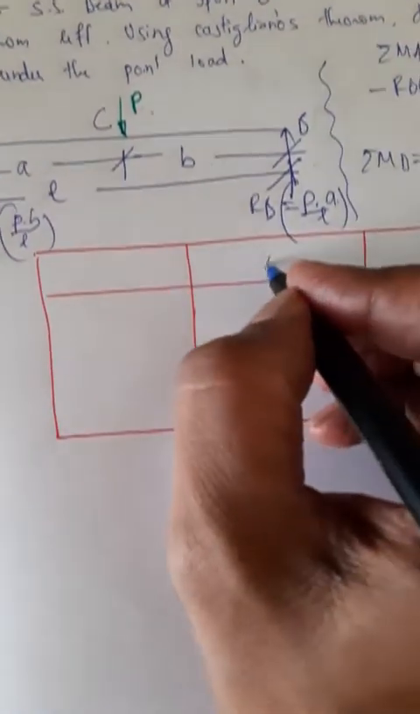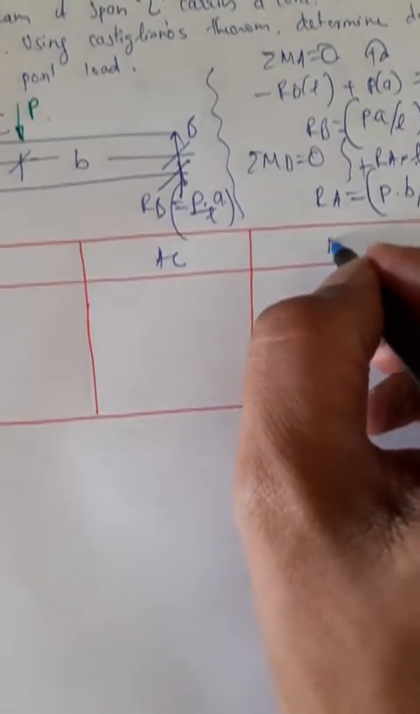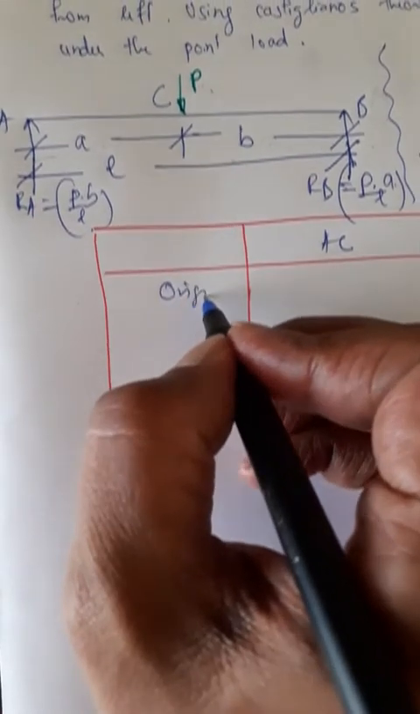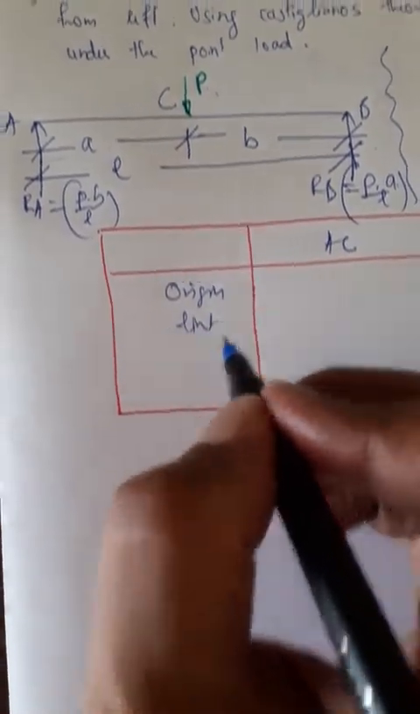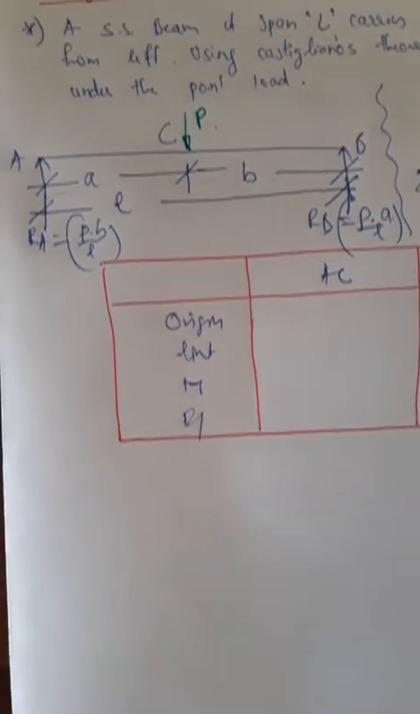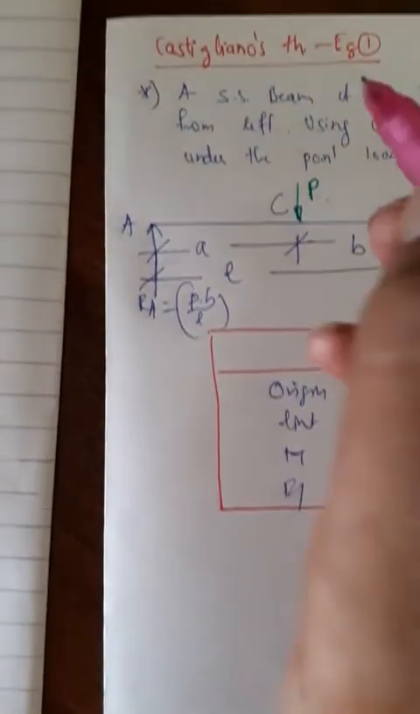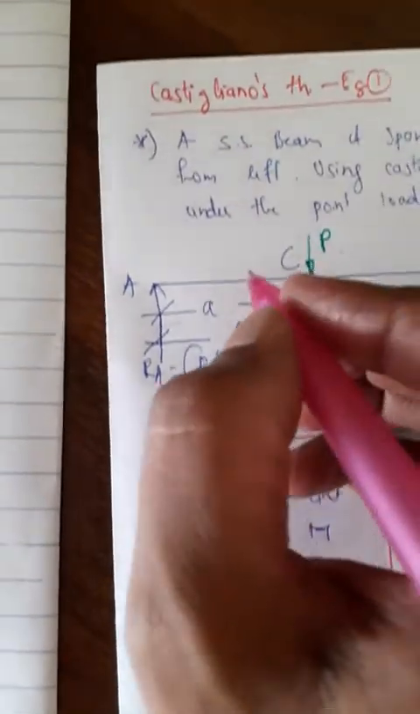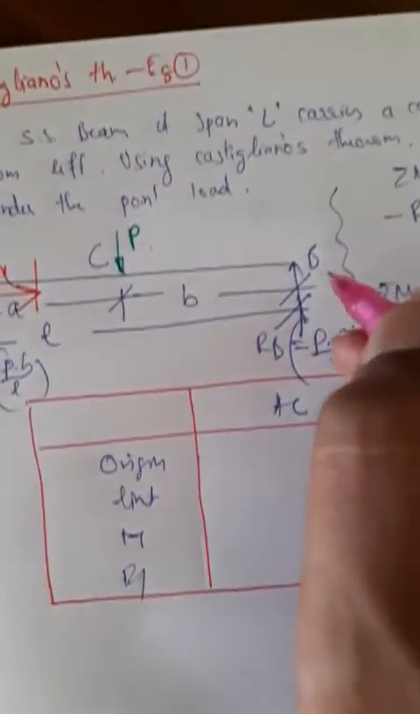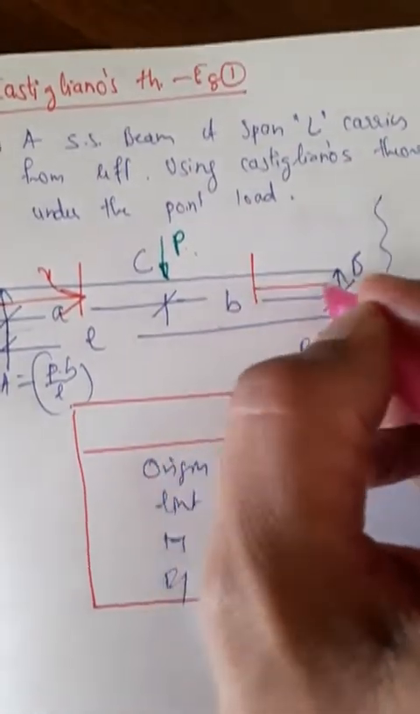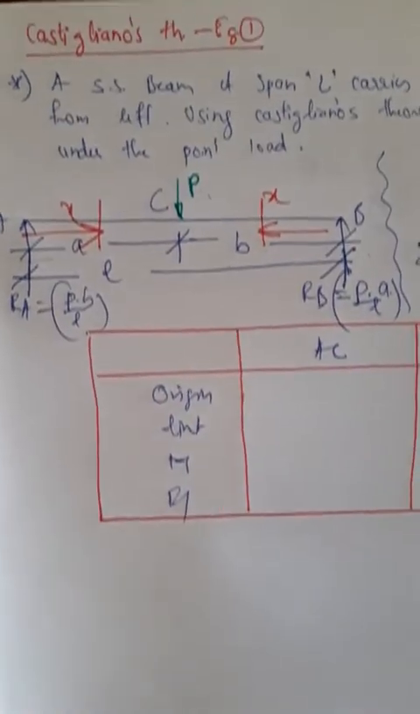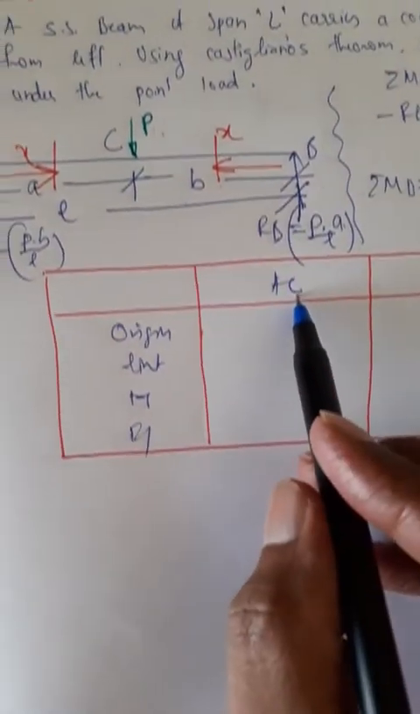So let this be portion AC and BC, origin, limit, M, EI. Same thing. Now I have to consider the limits. So I have to consider limits such that whole beam is considered. For AC I am going to consider it like this, and for BC I will consider the limits like this. So we will write the values for AC.